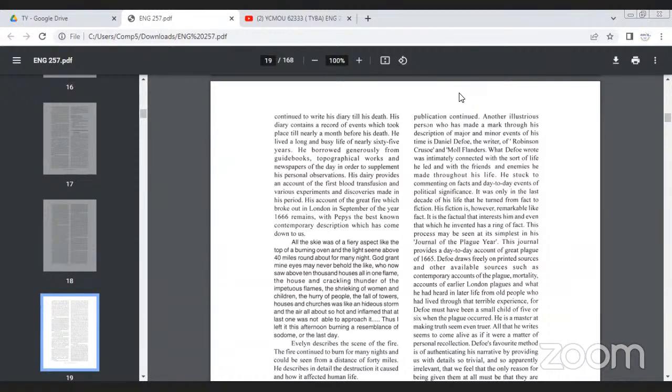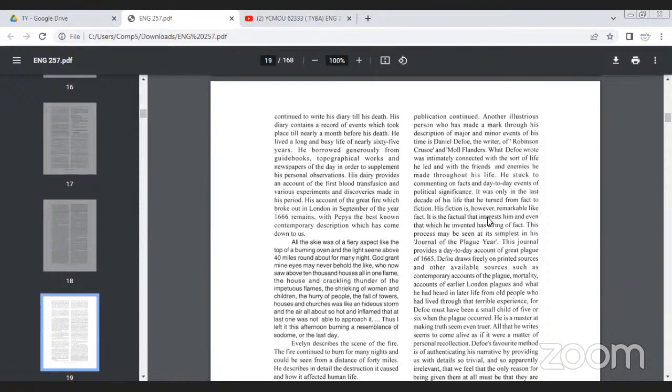Another illustrious personality who had made a mark through his description of major and minor events of his time is Daniel Defoe, the writer of Robinson Crusoe and Moll Flanders. What Defoe wrote was immediately connected with the sort of life he led and with the friends and enemies he made throughout his life. He stuck to commenting on facts and day-to-day events of political significance. It was only in the last decade of his life that he turned from fact to fiction.